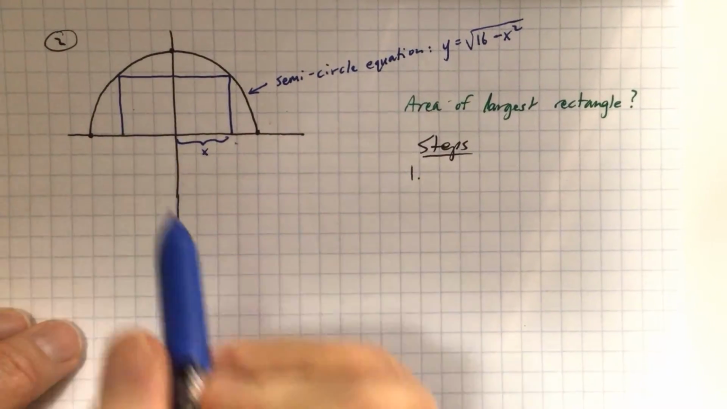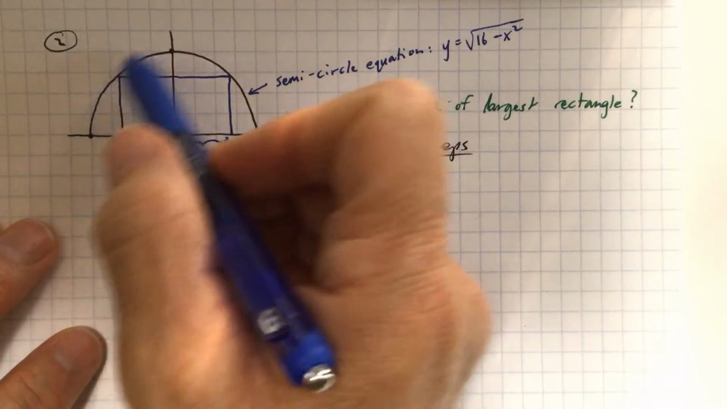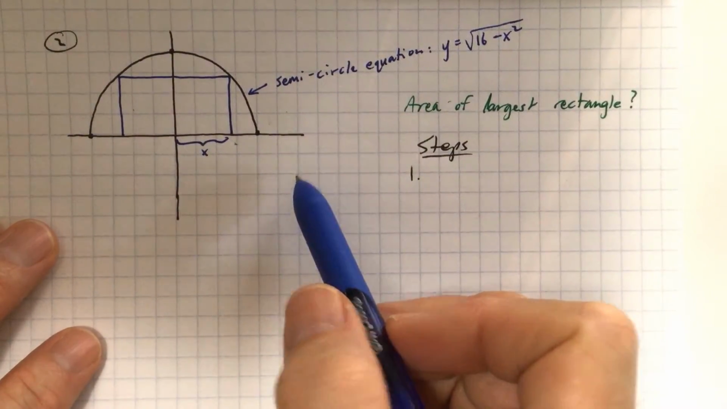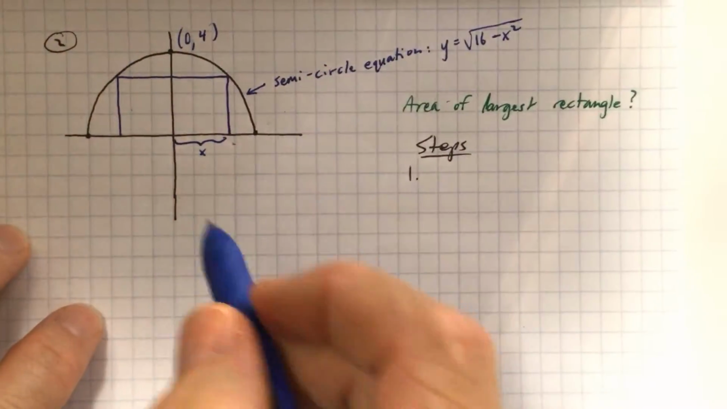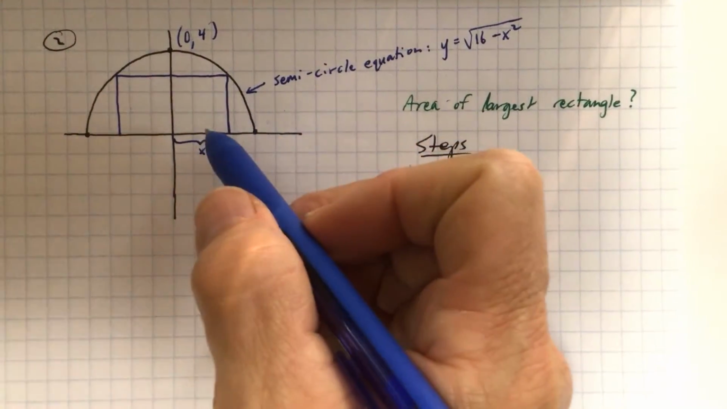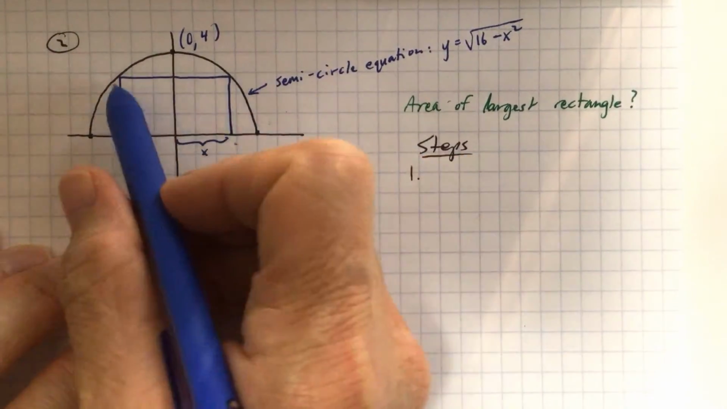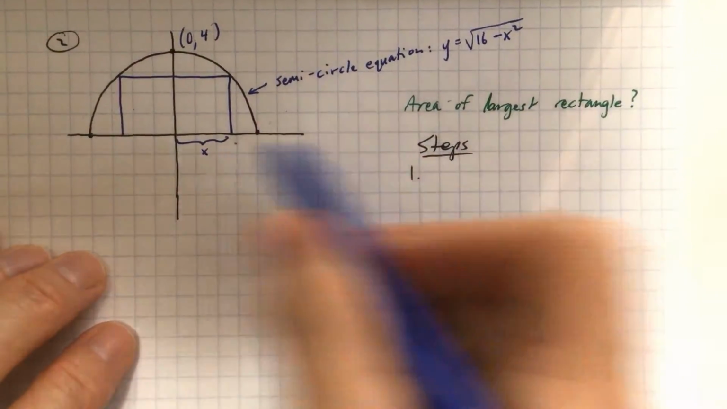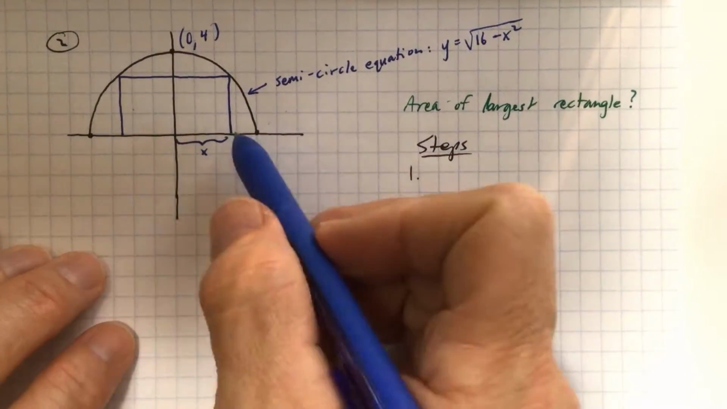Problem number 2 on the optimization worksheet: if you have a semicircle that has a radius of 4, so here we have a point (0, 4), and we inscribe a rectangle inside of this semicircle, what's the area of the largest rectangle that we can inscribe? The bottom of the rectangle has to be on the diameter of the semicircle.